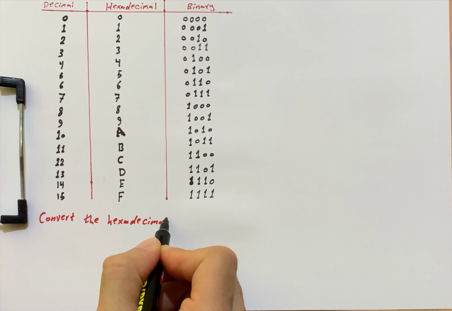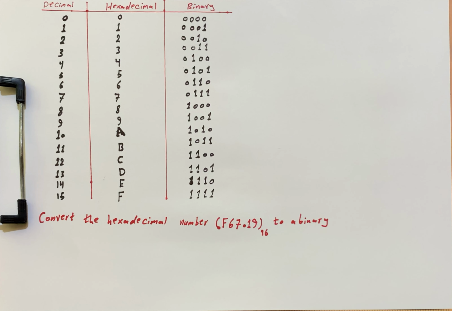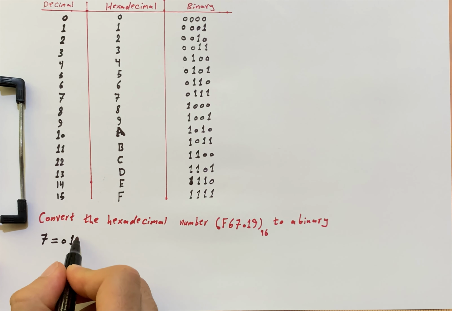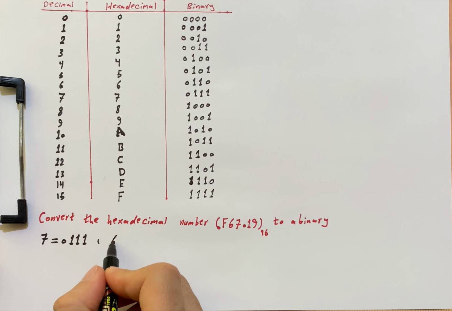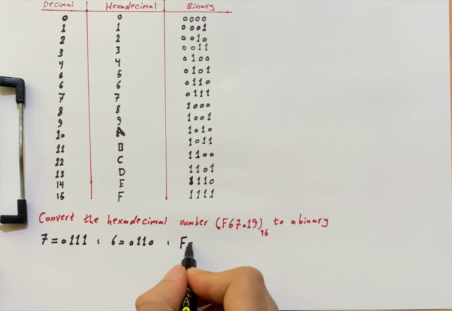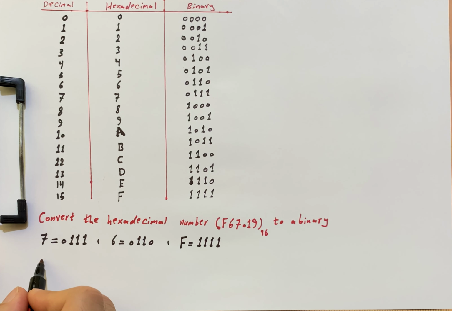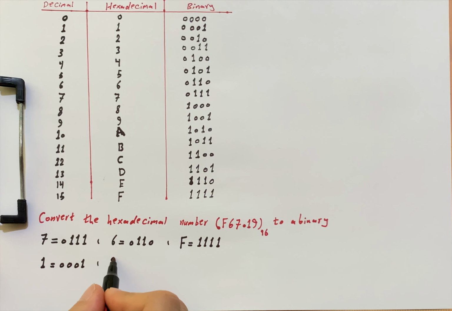Convert the hexadecimal number F67.19 to a binary number. From the above table, the hexadecimal digit 7 is equal to 0111. The hexadecimal digit 6 is equal to 0110. And the hexadecimal digit F is equal to 1111. And for the fractional part, the hexadecimal digit 1 is equal to 0001. The hexadecimal digit 9 is equal to 1001.